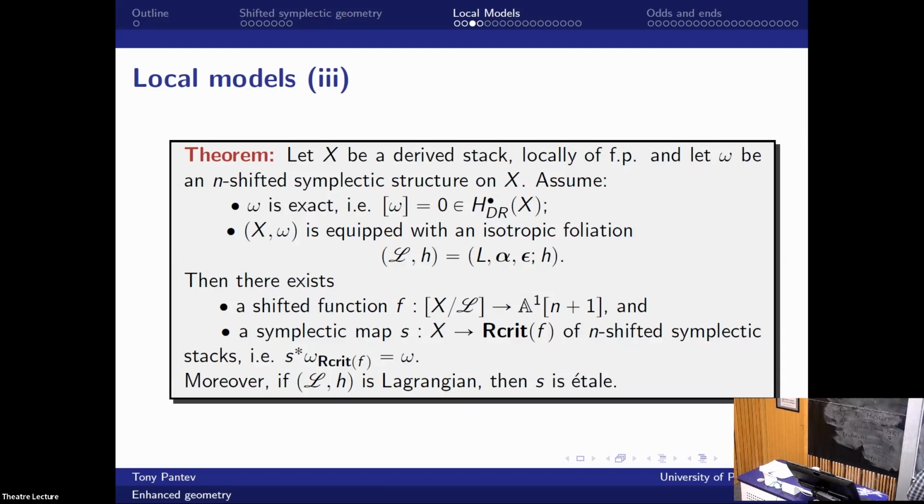And moreover, if the foliation is not just isotropic but Lagrangian, then this map that we constructed, the map from X to the derived critical locus, is actually an étale map.